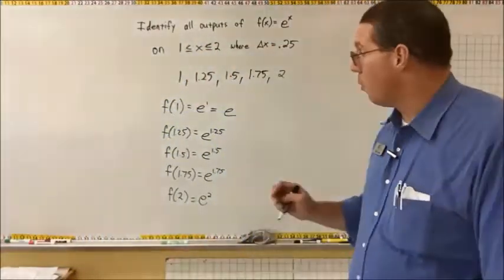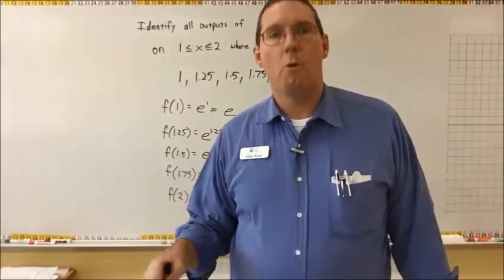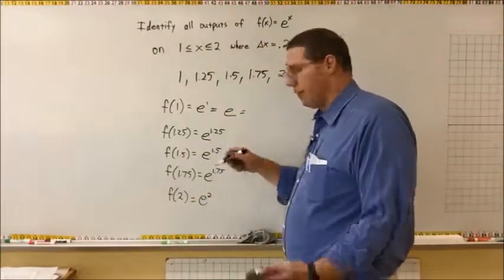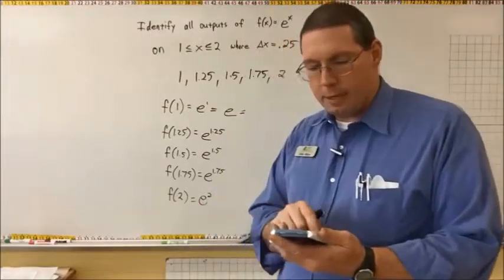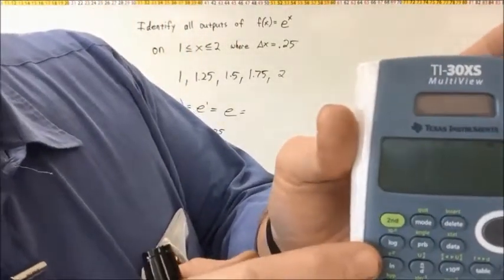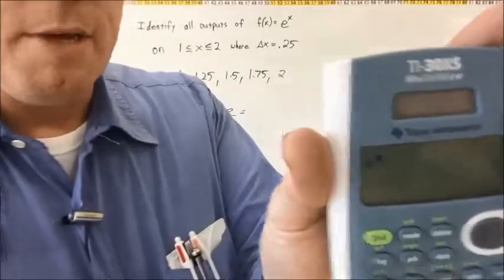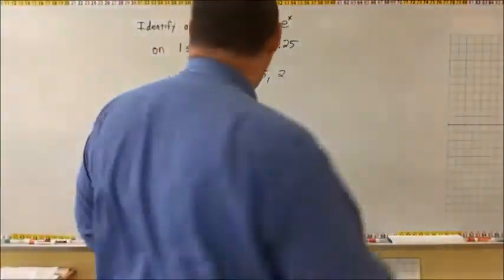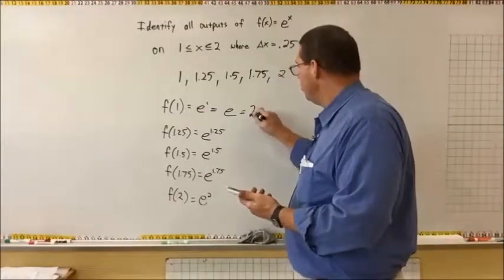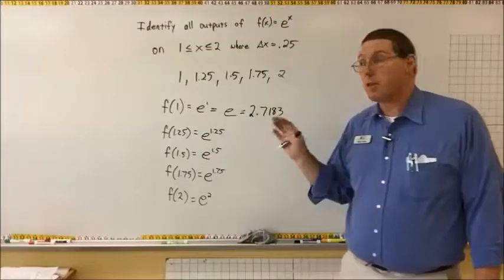Now that's fine for symbolic, but now let's say we want to actually graph it on graph paper. Well, now we need an actual number. We need a decimal number. So now we can plug it into the calculator. If I get my calculator here, I have to hit the button second and then LN. See, look, if I hit second and then the LN button, you'll see over top of LN, it says e to the x power, right? So if I hit second and LN, it'll give me e to the power of, and now I can type in 1. So e to the first power, which is just e, is 2.7183.